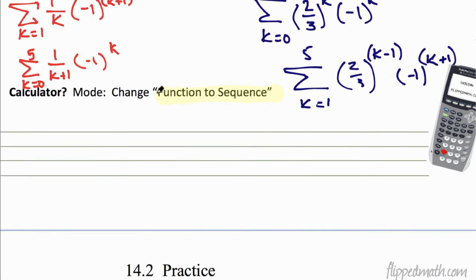Okay, lastly, this calculator mode here, going to function to sequence. You can hit the mode button, change it from function to sequence, then you hit the y equals button, go in there and put in your sequence, and it'll do the whole thing for you in the table. Go to Google and look it up if you want to learn.